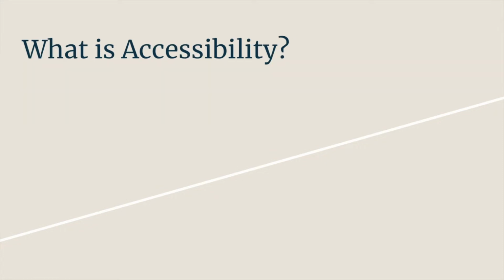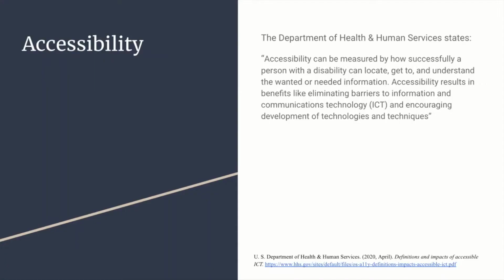What is accessibility? The Department of Health and Human Services has a good definition of accessibility for our purposes. They state on their website that accessibility can be measured by how successfully a person with a disability can locate, get to, and understand the wanted or needed information. Accessibility results in benefits like eliminating barriers to information and communications technology and encouraging development of technologies and techniques.